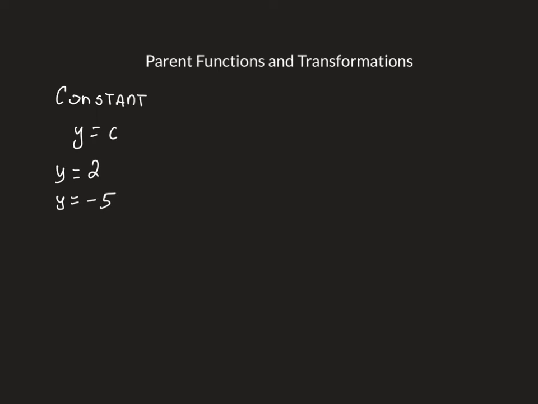A constant function is basically a horizontal line at that point. So let's say y equals 2 would go up 2 on the y-axis, and it's a horizontal line at y equals 2. That is a constant function. Y equals negative 5, we go down 5 and draw a horizontal line at y equals negative 5.